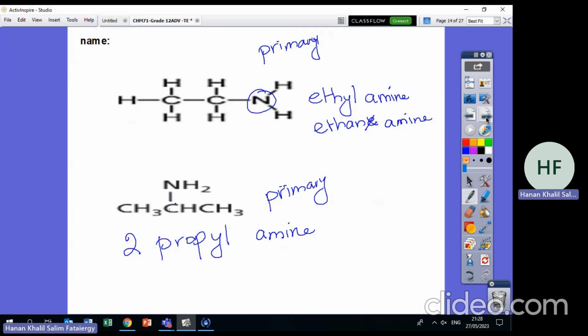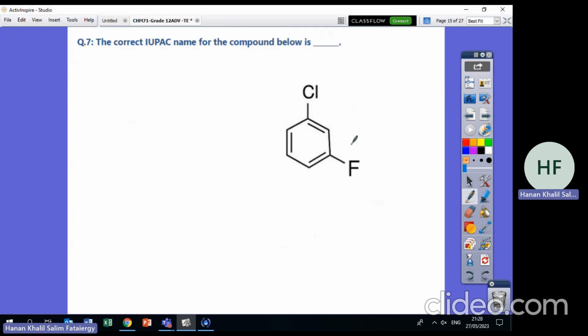Okay, now this is revision for the previous lessons. Remember, what do I call a compound with a benzene ring plus a halogen? Aromatic plus group 17, which are the halogens. I call it aryl halide. This question may come in the exam: what is this compound called? This is called aryl halide.